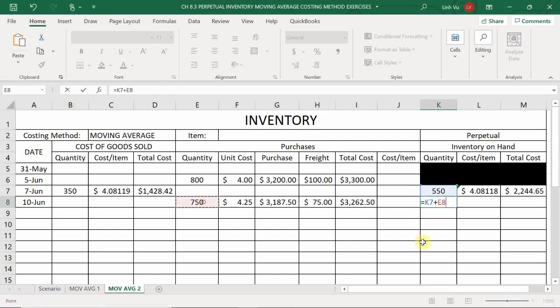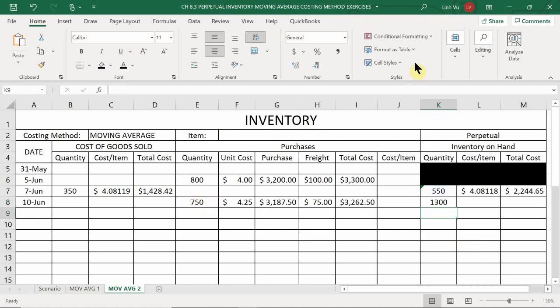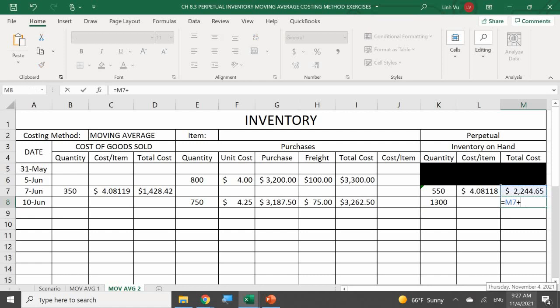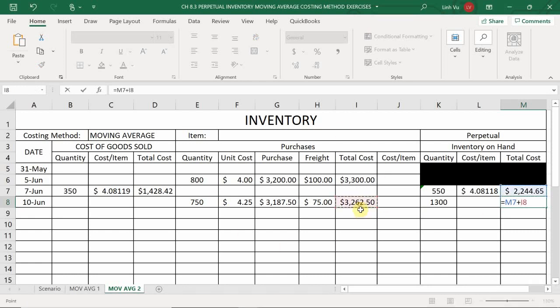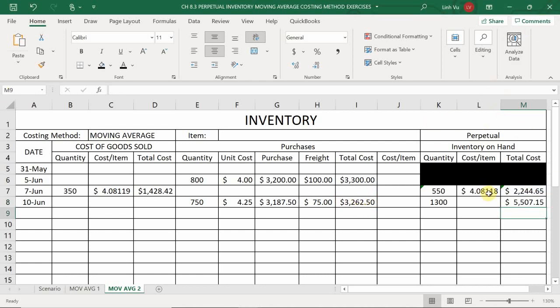Then we need to add that to our new quantity. So I have 550 plus 750, which gives me 1,300, and a grand total of 5,507. Now I need to recalculate my average cost per item. And because I purchased something at a higher price, it has made my average cost per item jump up from 8 cents to 23 cents.